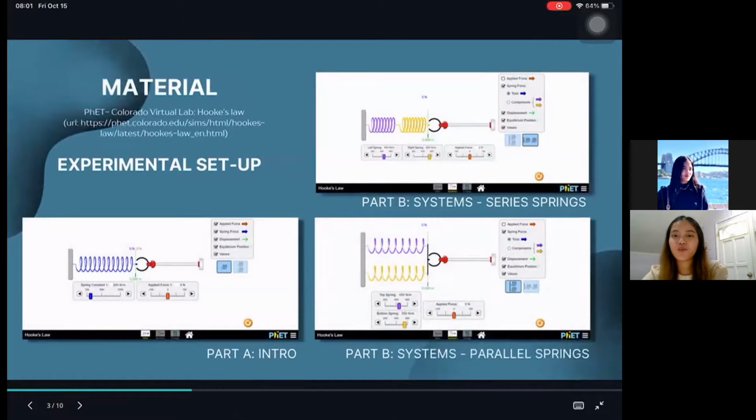This experiment is about knowing more about the concept of Hooke's Law and the principles behind it by using a virtual interactive simulator. The first part of the experiment verifies the relationship between spring force and displacement, while the second part involves spring combinations, parallel and series. Here are the following experimental setups for Part A, Part B, parallel springs, and Part B, series springs.